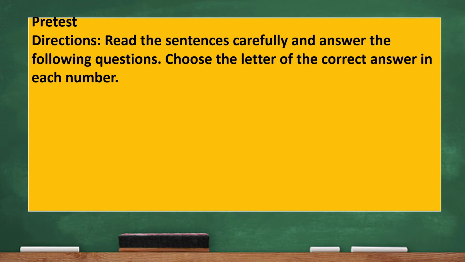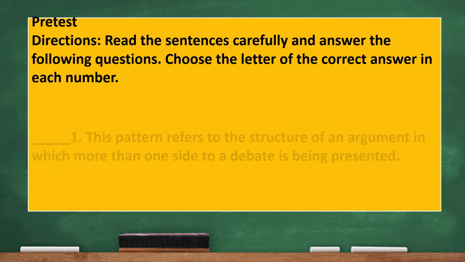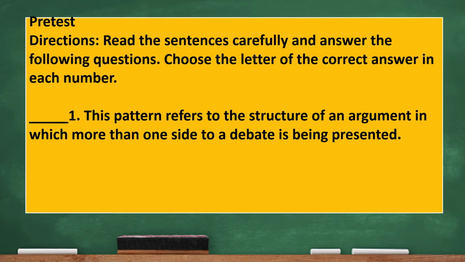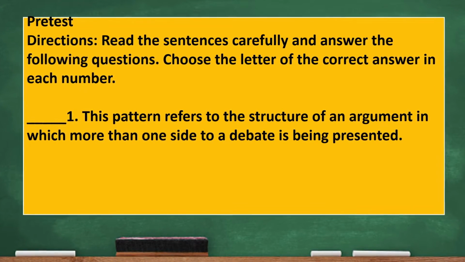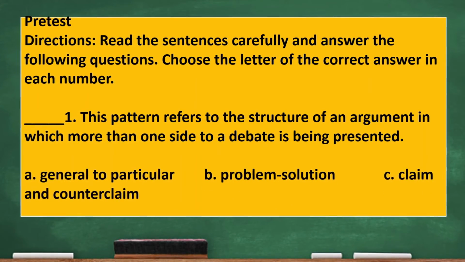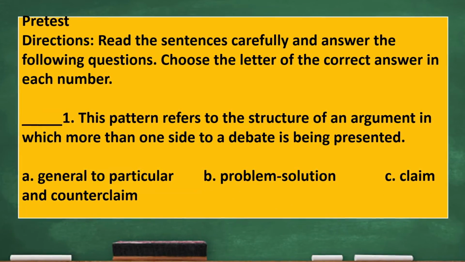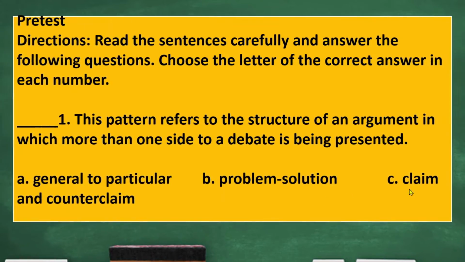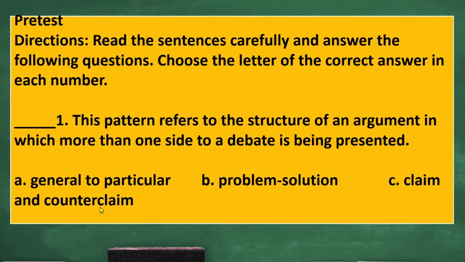Directions. Read the sentences carefully and answer the following questions. Choose the letter of the correct answer in each number. Number 1. This pattern refers to the structure of an argument in which more than one side to a debate is being presented. A. General to particular. B. Problem, solution. C. Claim and counterclaim. Write your answer. Okay, let's proceed with the next one.